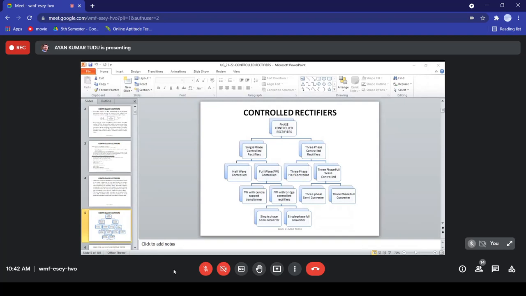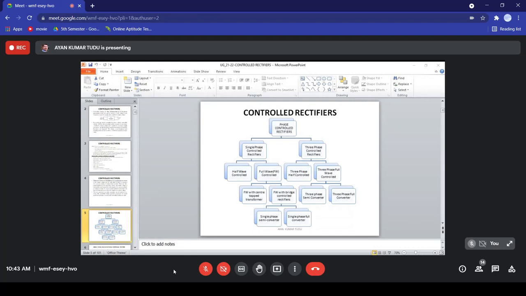One would be with the center tap transformer, and the full wave rectifier with bridge control, which can again be divided into single phase semi converter, where one is a diode and the other a thyristor, and single phase full wave converter. Similarly, we'll use three phase controlled rectifiers, dividing them into three phase half controlled and three phase full wave controlled. This three phase full wave control will be divided into three phase semi converter and three phase full converter.